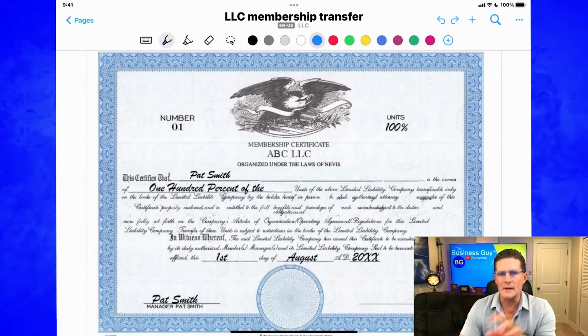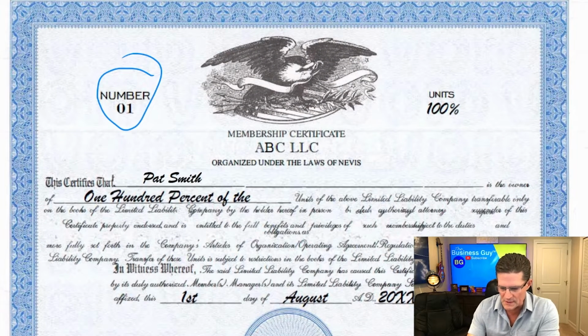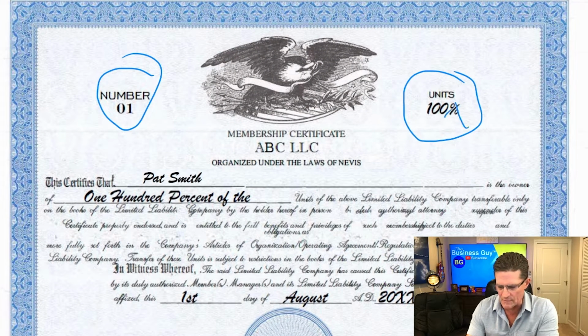Okay, this is a typical LLC membership certificate. We see the certificate number here. We see the number of units. This can be written in a percentage form or just the number of units without the percentage sign. We have the name of the member here, in this case, Pat Smith. Then we have the number of units written in longhand. So we can write percent, or we can simply write 100 units of the limited liability company.